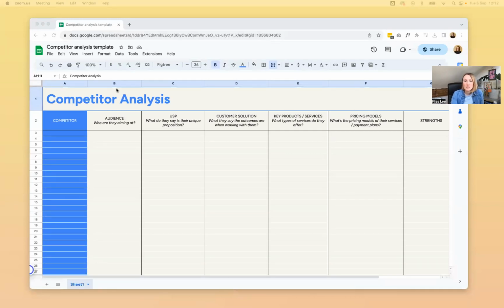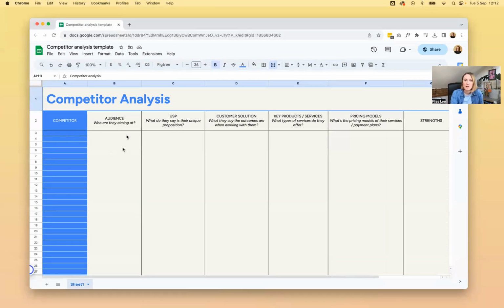So this is the competitor analysis template. Now, don't do it for loads of competitors, just select your key competitors. So you might have 3, you might have 6, see how you get on. Also, this is very much a case of what you can find. So you may not be able to find everything you need, and that's fine. You can't always get all the information you need.